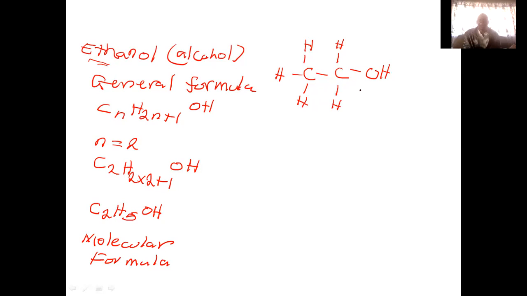And so this is the structural formula for ethanol. So we have written the molecular formula as well as the structural formula for ethanol. Now we write the structural formula for ethanoic acid.